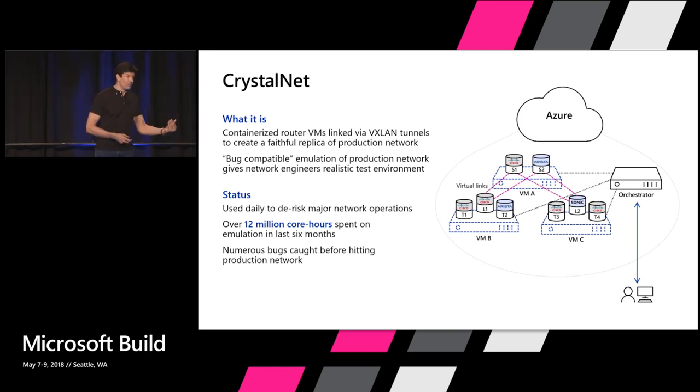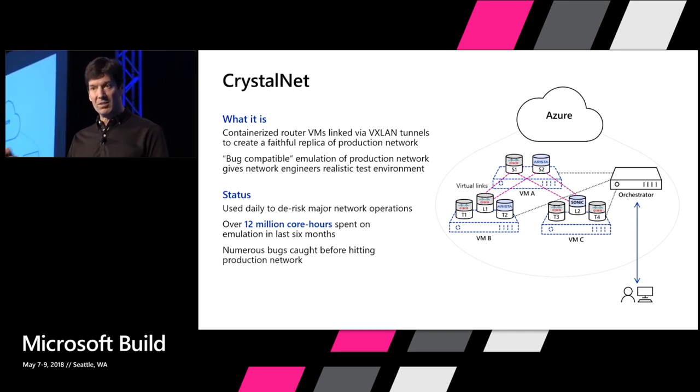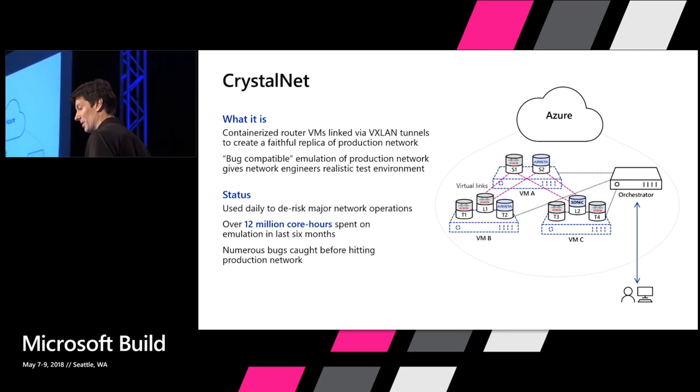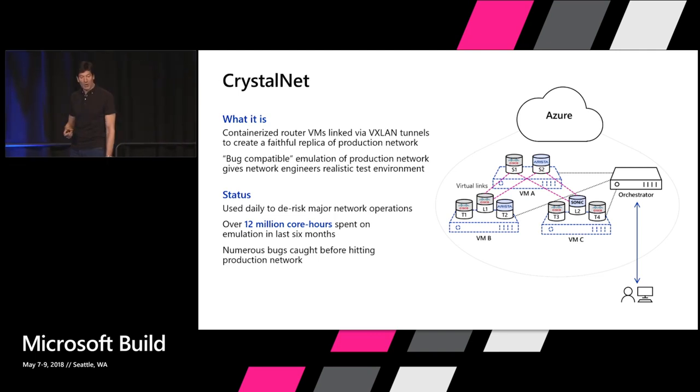We can even connect physical devices to this virtual simulation directly, so we can also then see how they would react and how they would interact as points along this whole network architecture. So you can see we've spent over 12 million core hours in emulating our network changes over the last 6 months. And just as our networks get bigger and bigger, this is going to become something we rely on more and more.